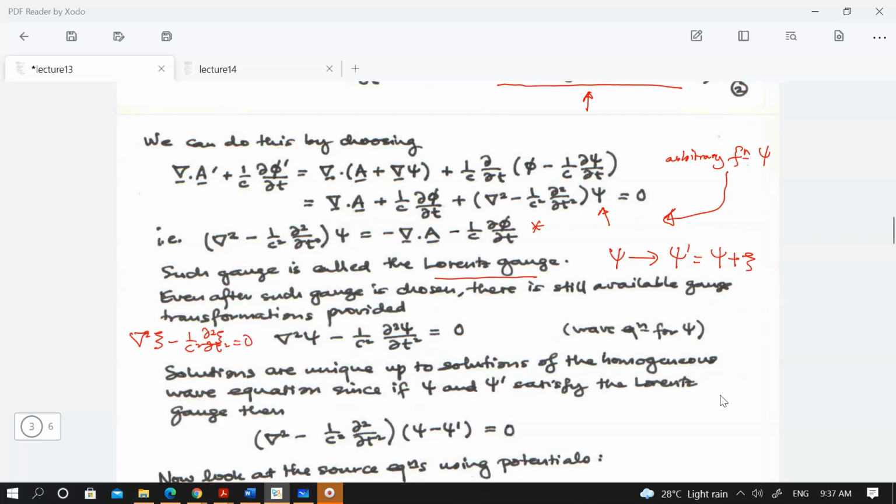So there is still an arbitrariness inside your psi that implements your Lorentz gauge. There's still an arbitrariness provided your psi actually obeys this equation. And this equation is something that you have seen before. This is just what we call the wave equation. So even under the Lorentz gauge condition, you still have arbitrariness in terms of your gauge transformation. You still have a choice of the functions being involved. So it's not fixed. It's still arbitrary.